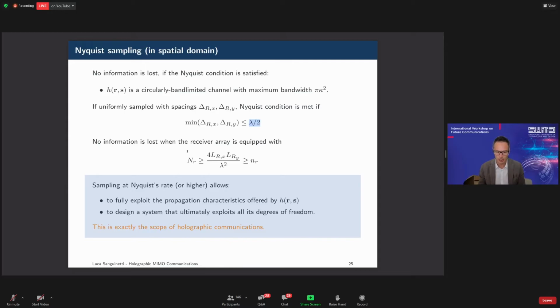So this means that, for example for the receiver array, we need to keep a number of antennas which is bigger than this ratio here, which, if you remember, is the maximum number of degrees of freedom that is available at the receiver. Remember, we want to have a holographic MIMO communication. We want to exploit all the potentials of the electromagnetic channel. This is the reason why we should have a number of antennas bigger than this number here. Otherwise, we're going to lose some of the degrees of freedom of the system, so we cannot achieve the ultimate performance of the MIMO communication system.